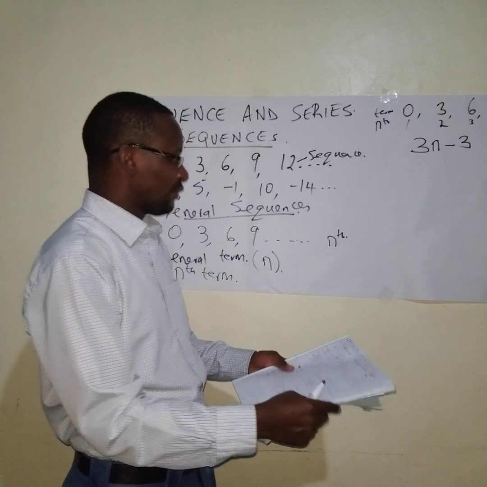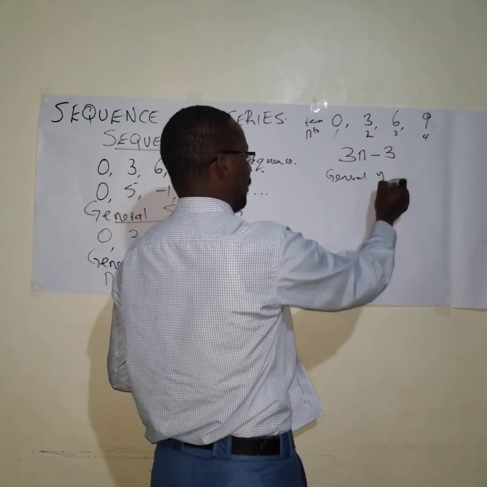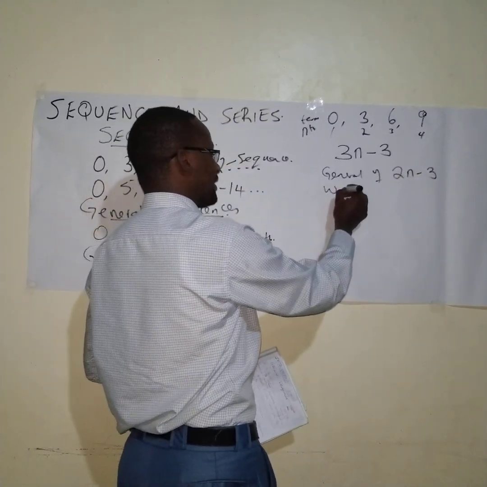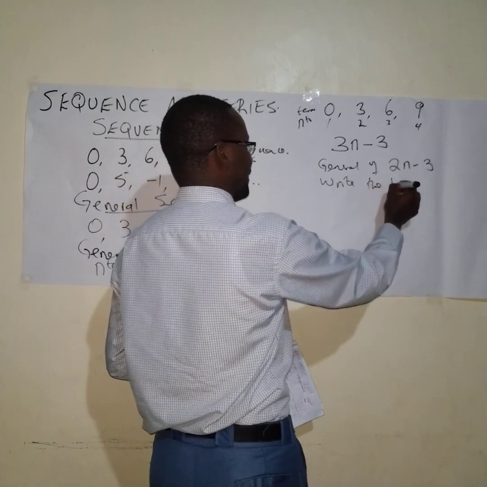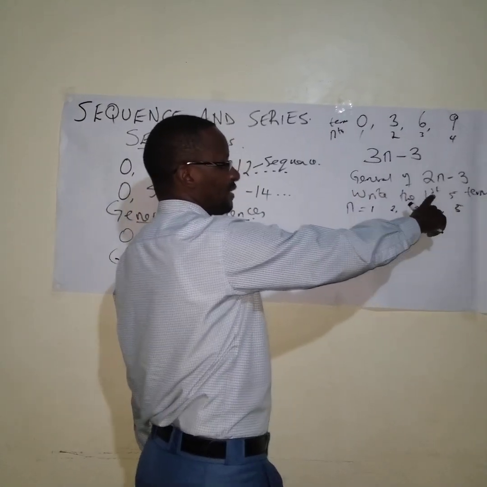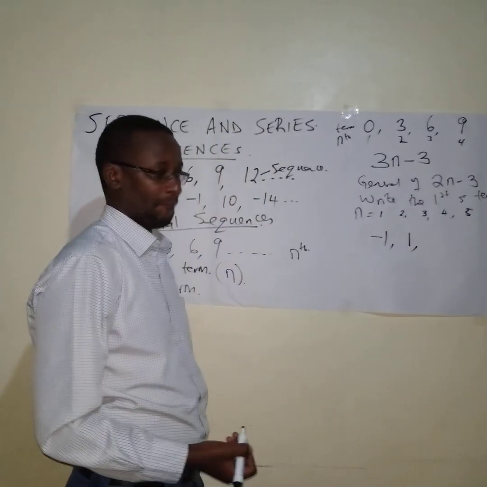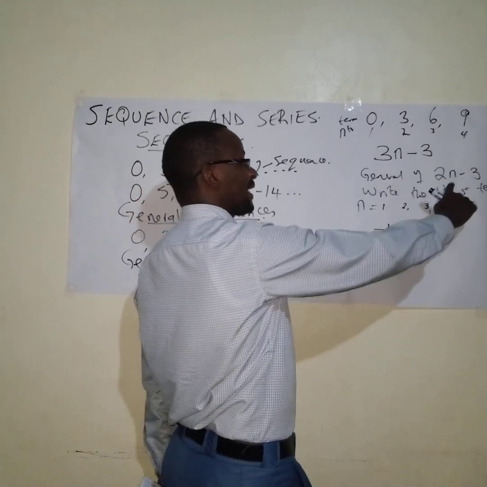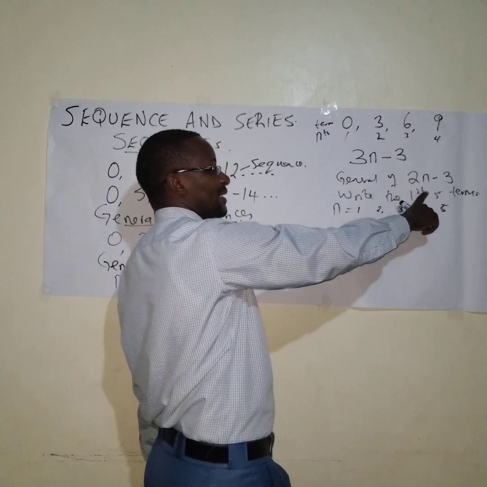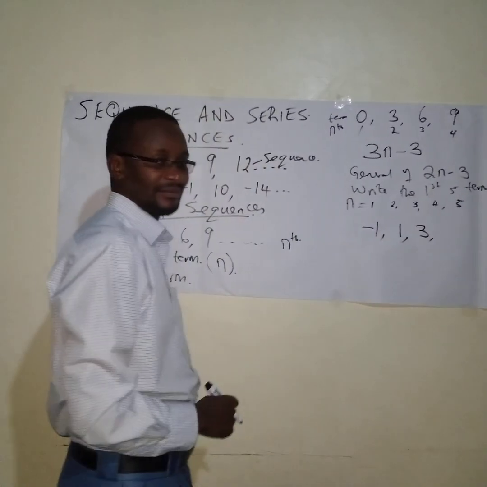For example, you can be given a general rule of 2n minus 3. And then you are asked to write the first 5 terms. For n equals 2, 2 times 2, you get 4. 4 minus 3, you get 1. So that will be the second term. The third term, substitute here, n is equal to 3. So 3 times 2, you get 6. 6 minus 3, you get 3. That is the third term.